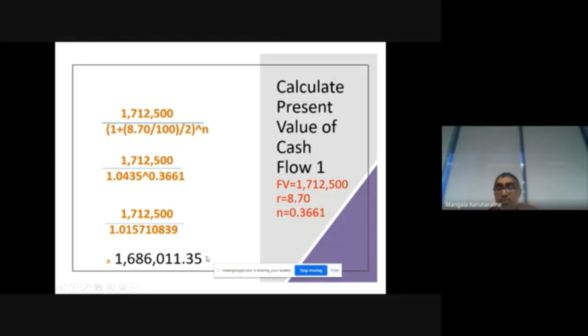Present value as of what date? What is the date we use as the present? That is 9th August 2010. 9th August 2010 is our present day, right?